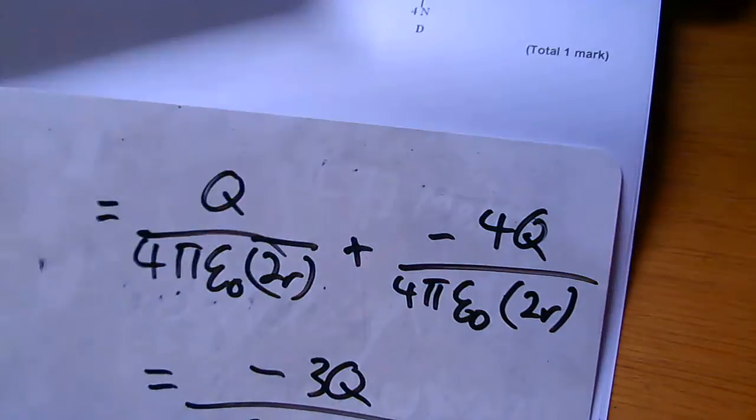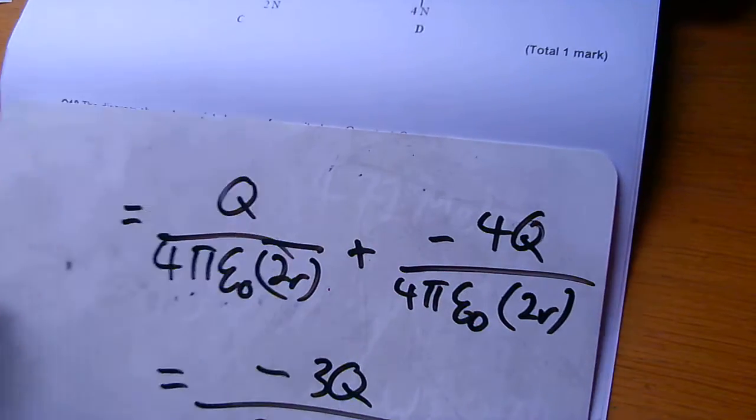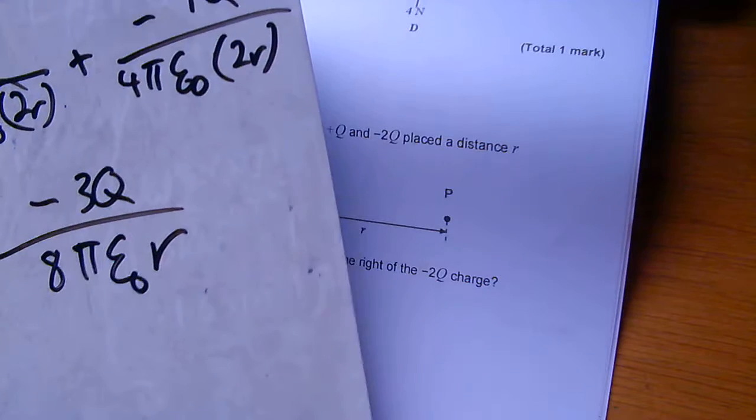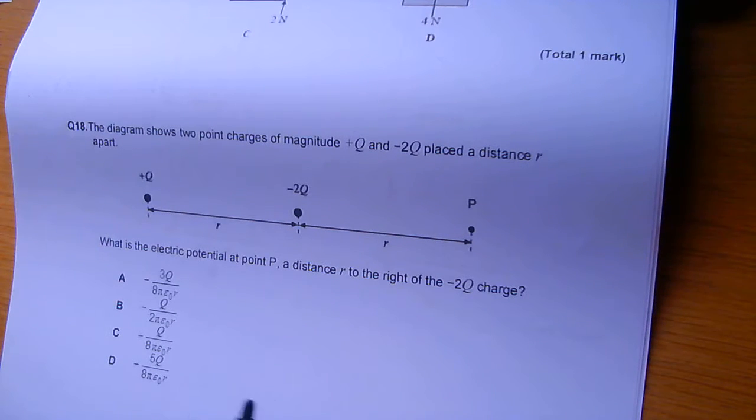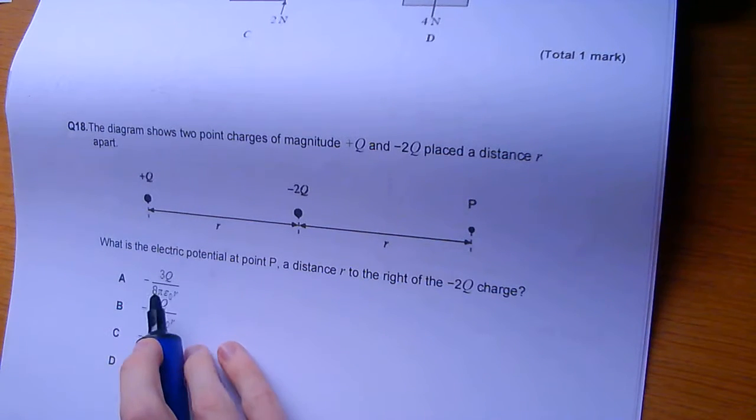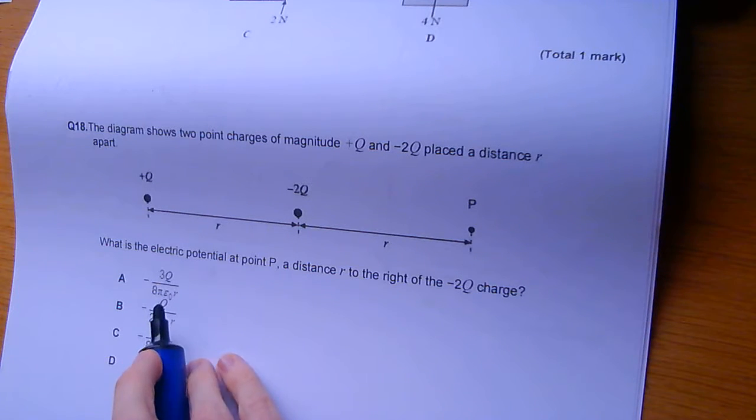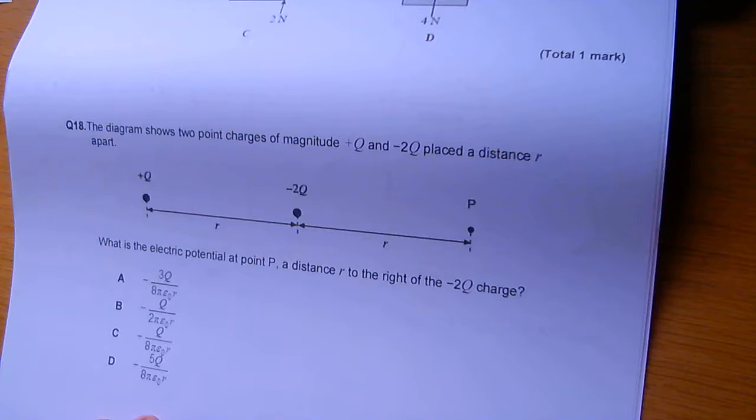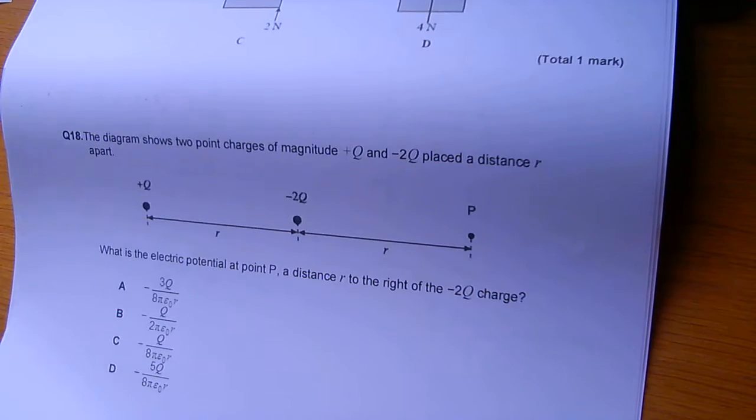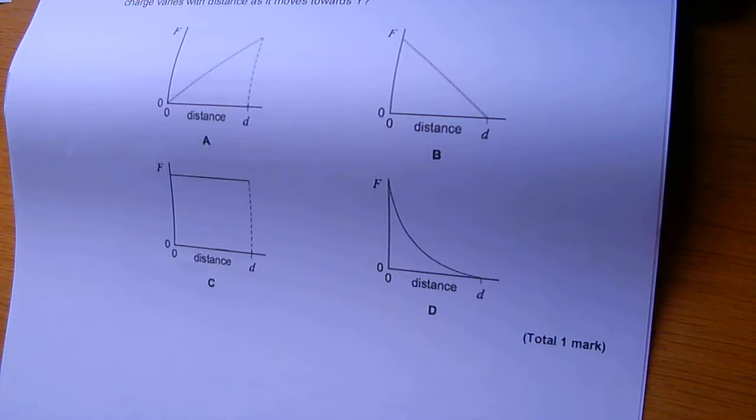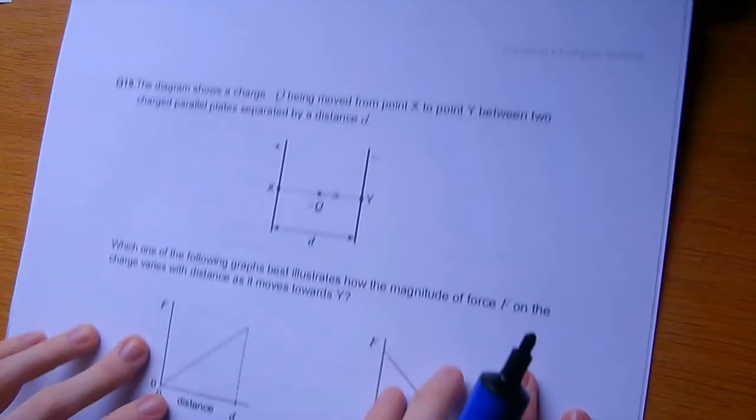So hopefully, if we have a look at our options, we'll find that one of those is minus 3q over 8 pi epsilon naught r. There it is, 18a. That's the one. And that's it. Your final question is question 19. Well done if you're still with us.